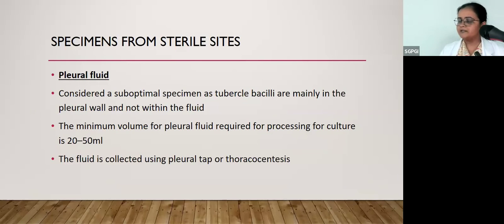Specimen from the sterile sites like pleural fluid should be considered a suboptimal specimen, as tubercular bacilli are mainly in the pleural wall and not within the fluid. The minimum volume of pleural fluid required for processing the culture is 20 to 50 ml. The fluid is collected using the pleural tap or thoracocentesis.